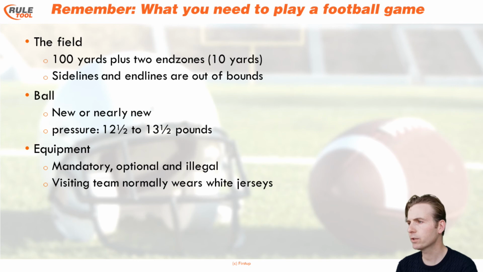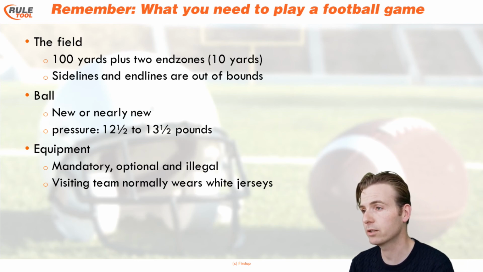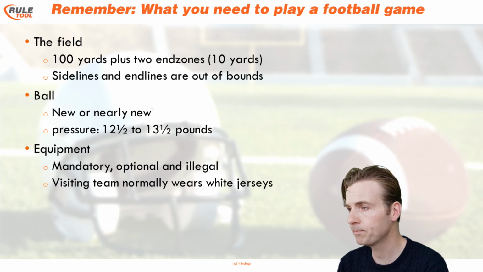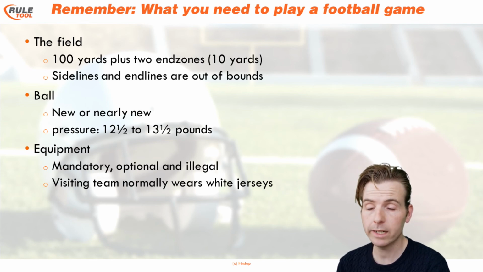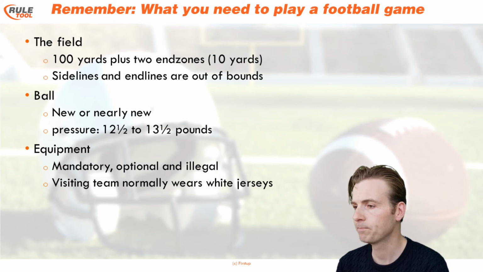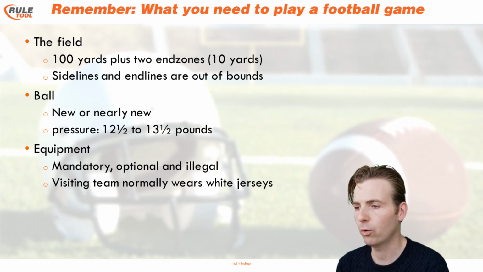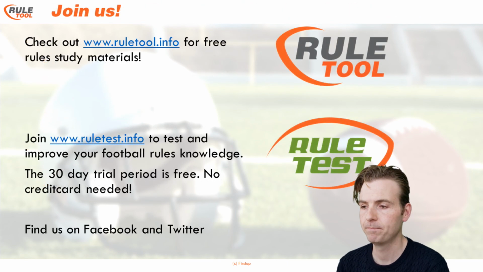Now remember, the field is 100 yards plus 2 end zones of 10 yards. The sideline and end zone are completely out of bounds. The ball must be new or nearly new. The pressure must be 12.5 to 13.5 pounds. And the equipment rules differ between mandatory, optional and illegal equipment. And the visiting team normally wears white jerseys but may also wear their own team color as long as it's pre-approved or contrasting enough. That's it for equipment.